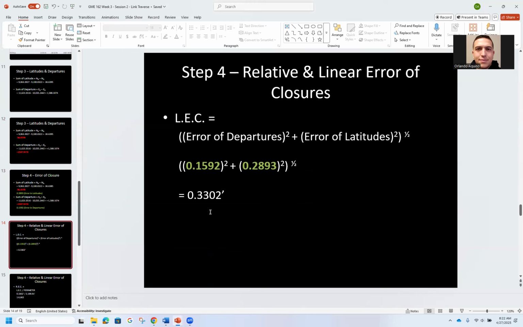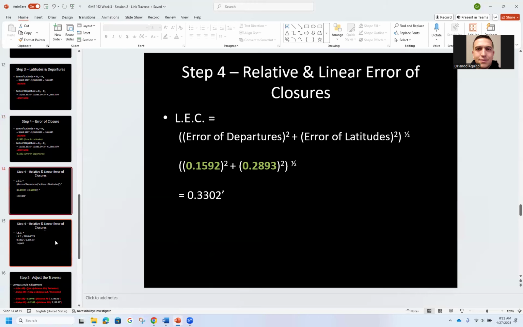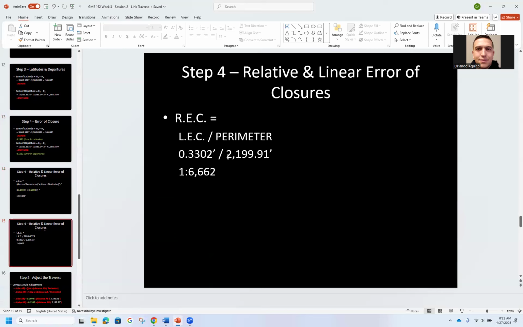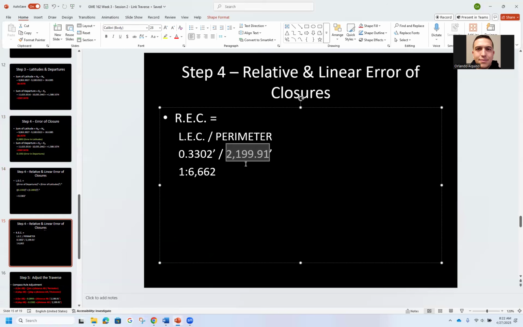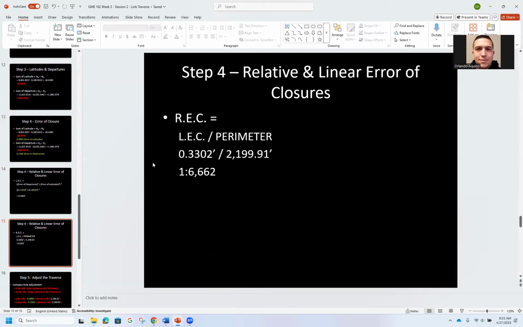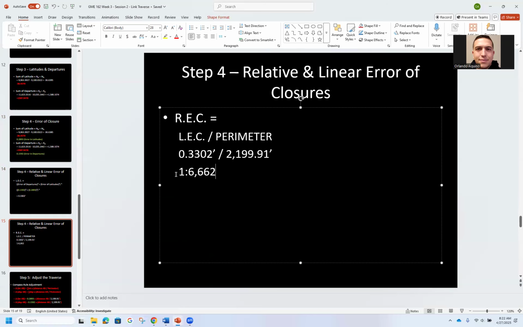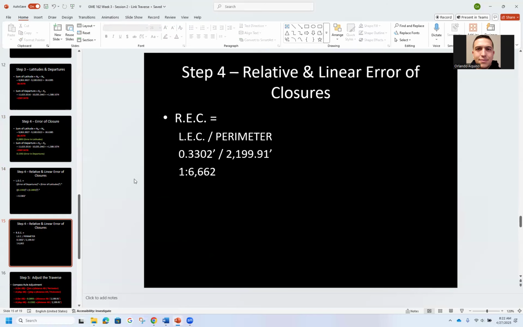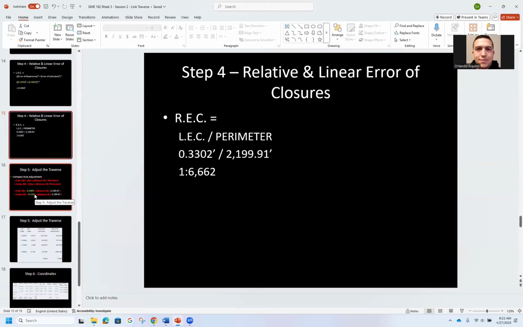Well, relative wise, what does that mean, right? Relative error of closure, what does that mean? Given that we have a perimeter of 2,199.91 feet, from starting to end, we just take our linear error divided by that perimeter, and we get the ratio of 1/6,662. Not standard, right? We don't meet the standard of 1/10,000. We are less than. So that would mean that we would have to redo our measurements. We would have to figure out where we went wrong on that traverse, because we are not meeting standards on just the raw data side.